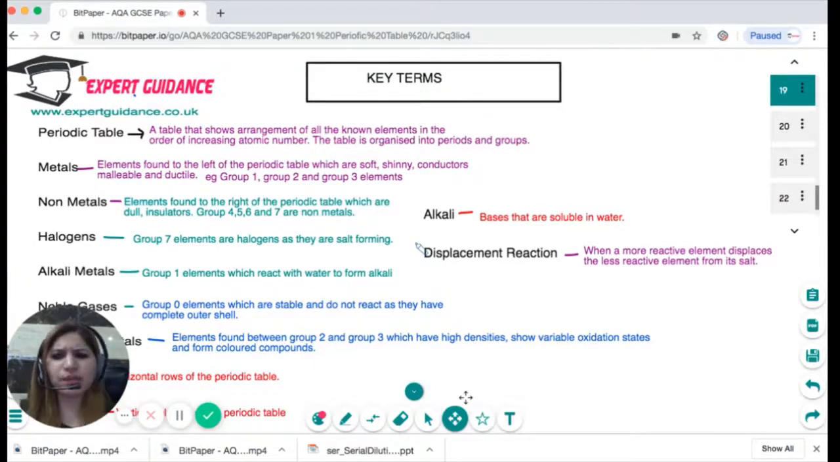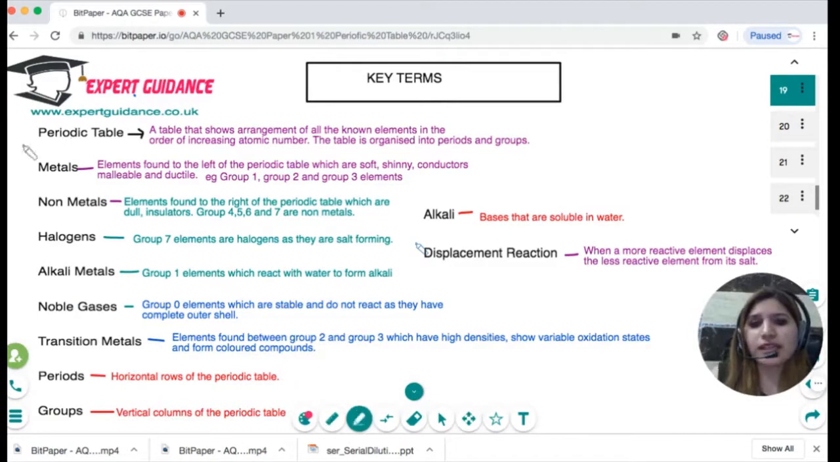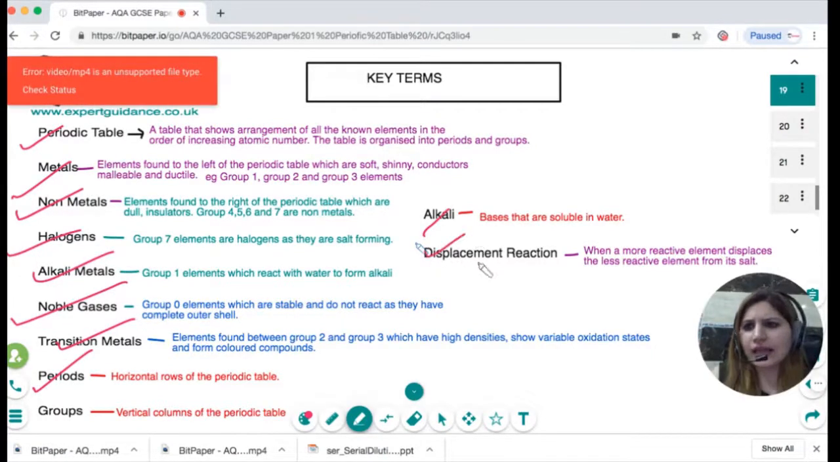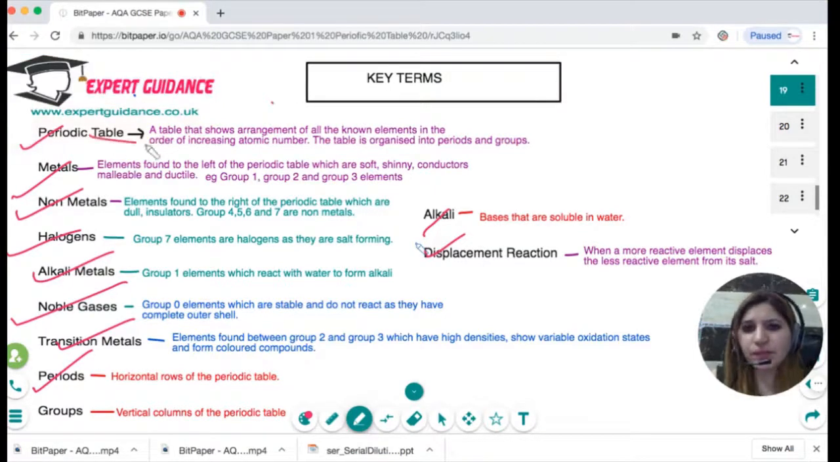Now let's quickly brush up the key terms that we saw in this unit. We discussed the periodic table, metals, non-metals, halogens, alkali metals, noble gases, transition metals, periods, groups, alkali, and the displacement reaction. Now, what is a periodic table? A periodic table is a table that shows an arrangement of all the known elements in the order of their increasing atomic number or proton number. And the table is organized into periods and groups. Metals are the elements found in the left of the periodic table, which are shiny, conductors, malleable, and ductile. Example, group 1, 2, and group 3. Non-metals are the elements found to the right of the periodic table, which are dull insulators. Example, group 4, 5, 6, and 7.